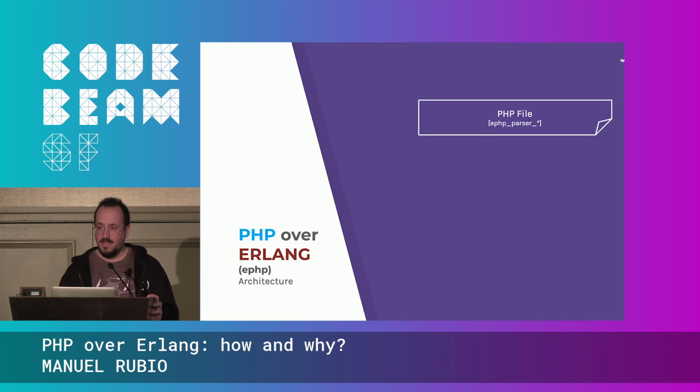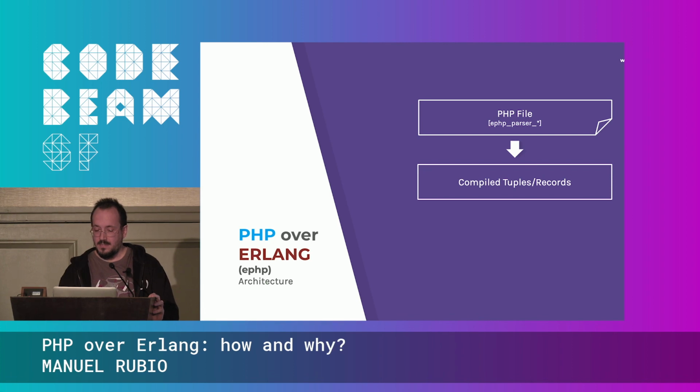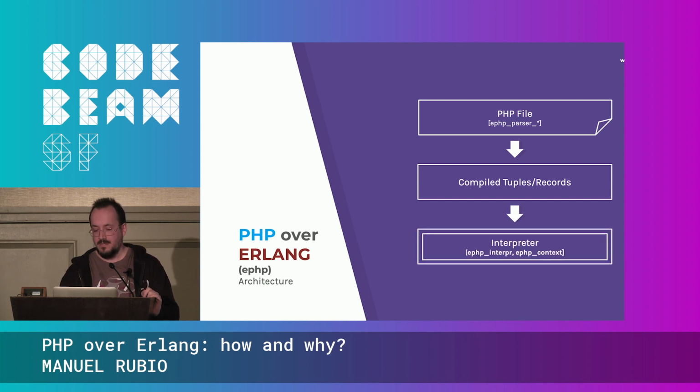And the phase to do this is the ephp parser. This is split in different files because I tried to use leex and flex and yecc, the lexers that are usually available, but the PHP syntax is weird, so it was not able to fit inside of that, and I had to write the parsers by myself in Erlang. So you can find the parsers under ephp underscore parser underscore, and depending on what is being parsed, that is the file that is in charge. That generates the compiled tuples and records that are going to be used by the interpreter, that is ephp underscore interpreter and ephp underscore context.